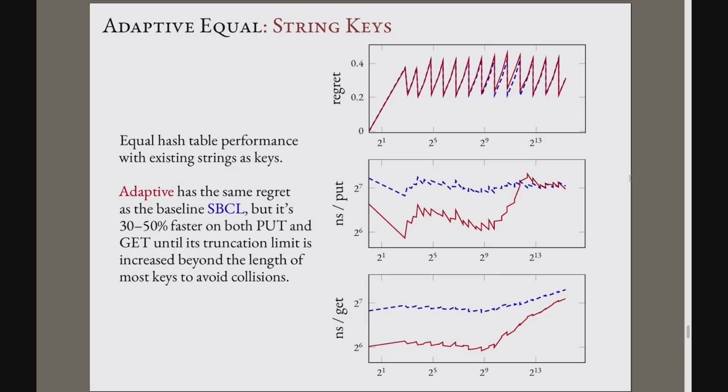Now, eventually it falls back to baseline performance because the data used in this benchmark is constructed. There are keys which differ only, long keys which differ only in the middle characters. So eventually the truncation limit will have to increase to beyond the length of most keys, and we basically end up doing hashing normally. So this is expected.